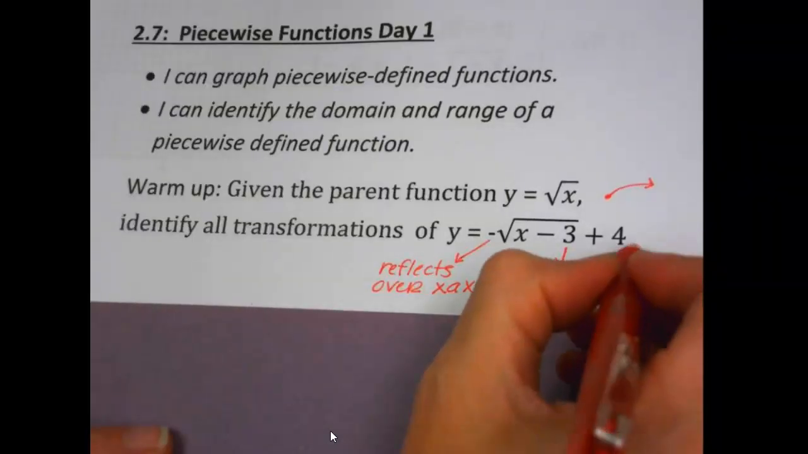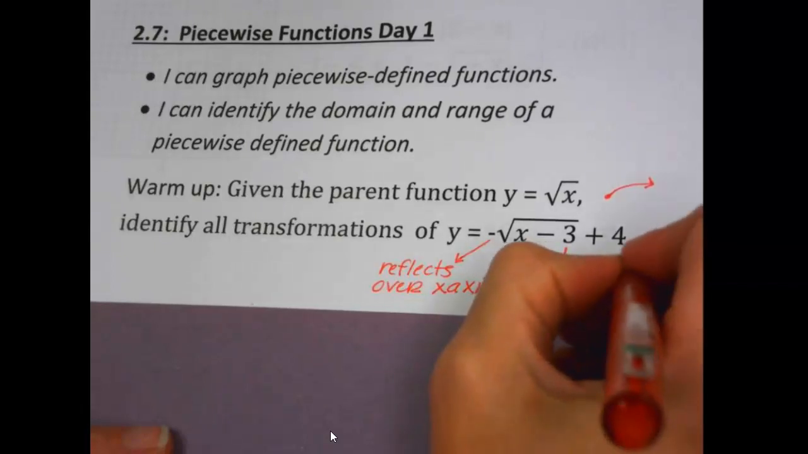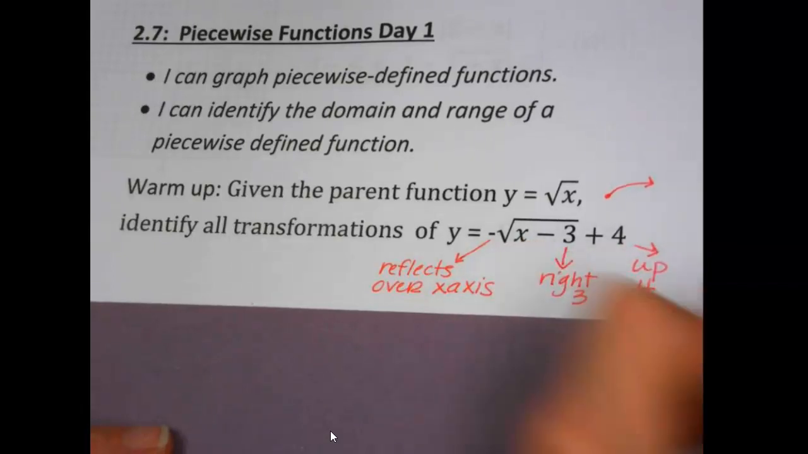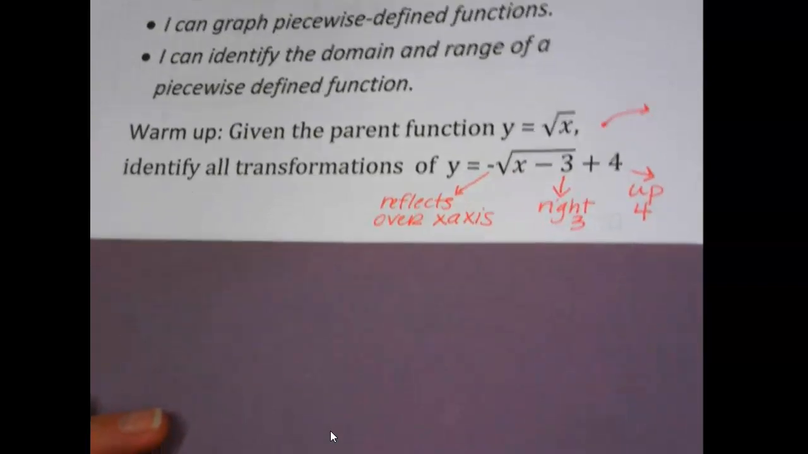And then the plus 4 is our k value. It's on the outside, and that tells us that we would go up 4. So 3 transformations on that one.